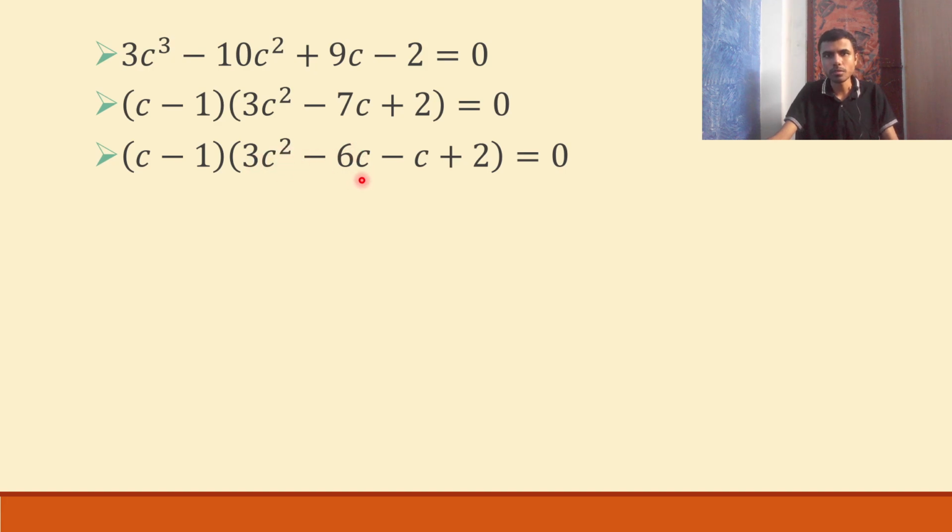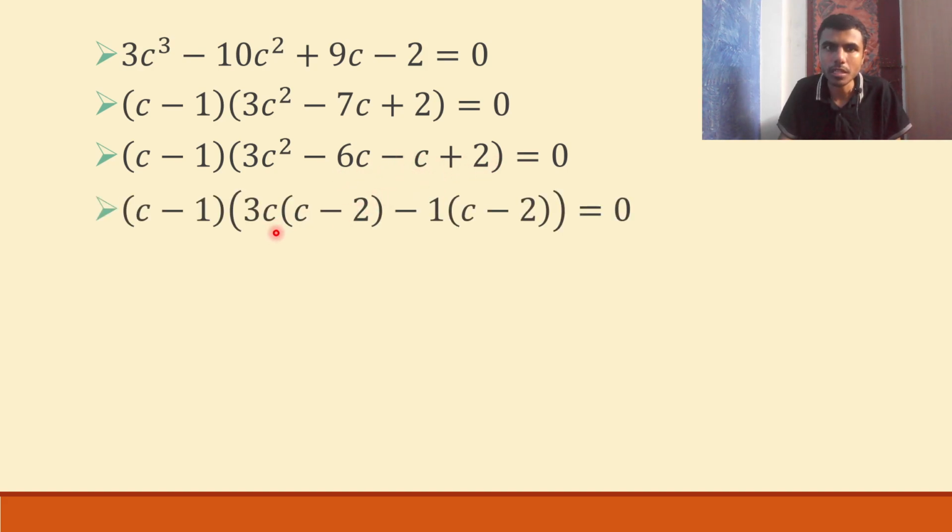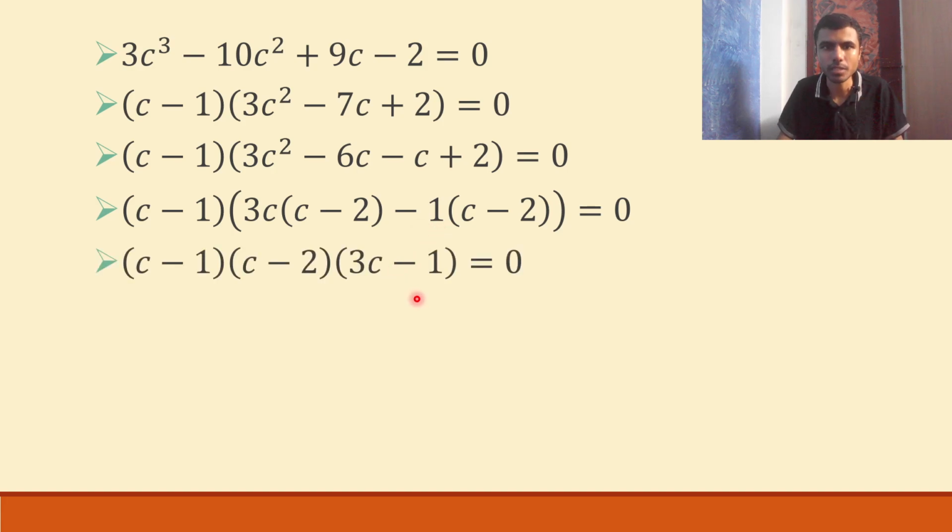Now in these two terms, 3c square and minus 6c, I can take 3c common, and in these two terms take minus 1 common. So 3c into c minus 2, minus 1 into c minus 2. Okay, till here things are clear. Now next, if you take c minus 2 common, you will get c minus 1, c minus 2, 3c minus 1. So what are the values of c basically?